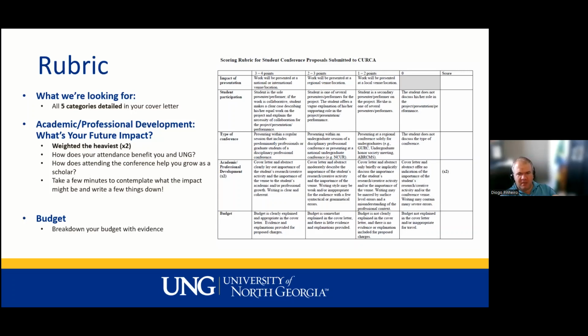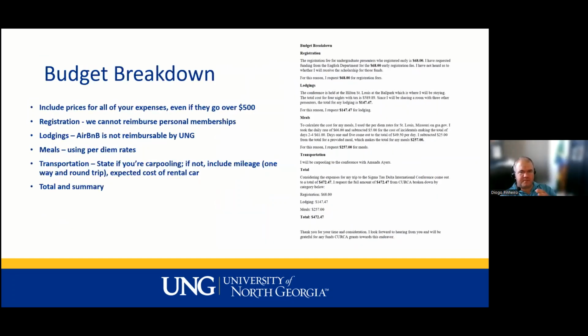And then, of course, the last item there is budget. And having a detailed budget is good. Having a detailed budget with evidence is better. On the budget, include everything in the budget, even if they go over $500, right? So just because it's in the budget doesn't mean that we'll be able to fund it, but we do want to see the whole thing there, right? So all the different costs should be there.